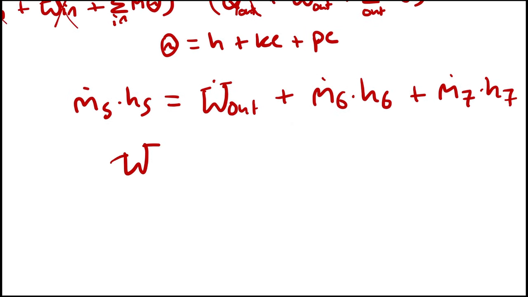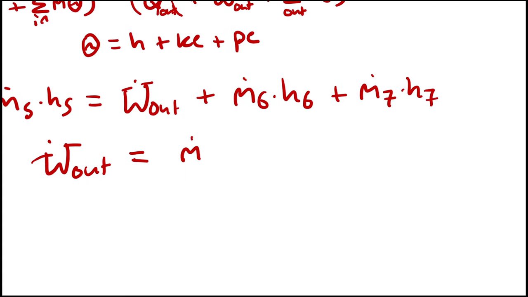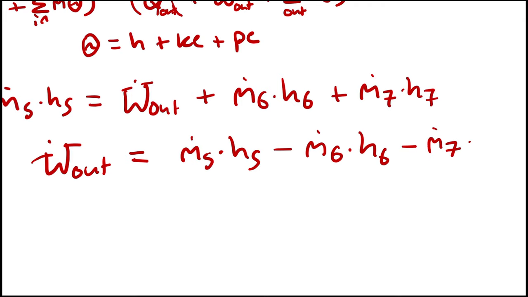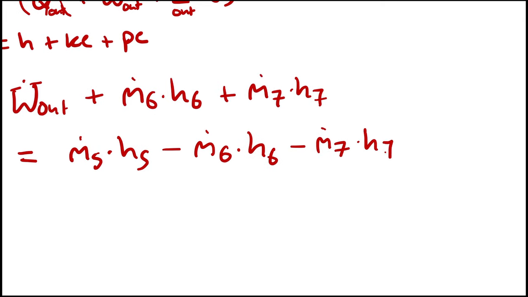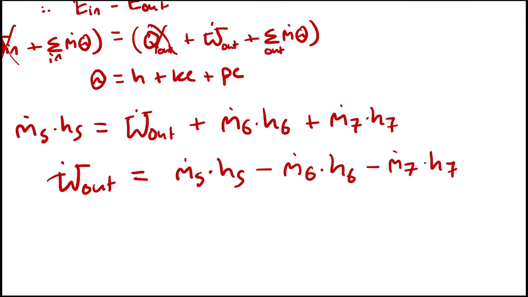Therefore, my power output would be m dot 5 h5 minus m dot 6 h6 minus m dot 7 h7. And then I'm dividing this entire quantity by m dot cycle.